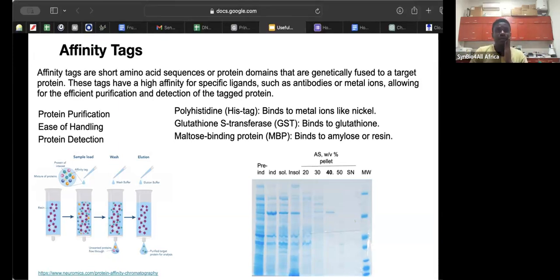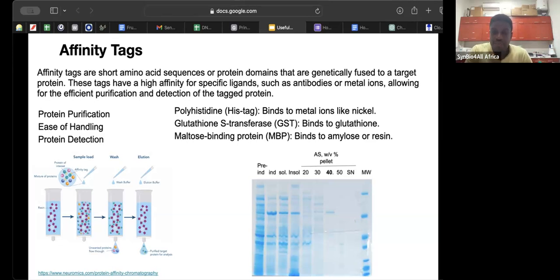So what this affinity tag does is that, for example, if you want to produce insulin, you know insulin is to be used by a human being. So you need as pure of insulin as possible. You need the insulin to be very pure, void of any contaminants. Now you know you're going to produce this particular insulin in a bacteria or in a yeast, and the bacteria by itself has a lot of proteins within it, right? So you have to make sure that when you're purifying your protein, you take away all the impurities to allow for only the protein of interest to be left in your system, right?